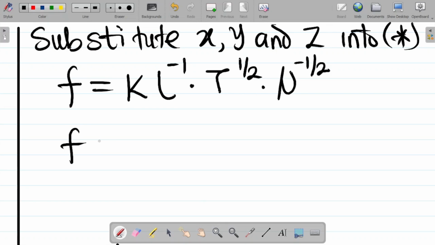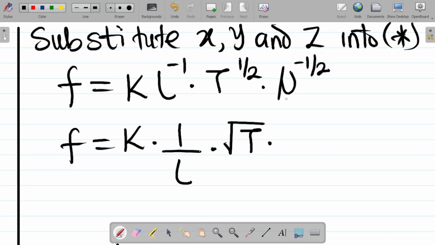We'll have that f is equal to k. Now, when you have L to power minus 1, that's equal to 1 all over L. When you have t to power 1 over 2, when something is raised to power 1 over 2, it means the square root of that thing. So it becomes the square root of t. For mu, observe that mu has a negative. So having this negative means you have to take inverse. So it becomes 1 all over mu. Now this inverse removes the negative, but I'm still left with 1 over 2. So 1 all over mu to power 1 over 2, that becomes the square root of mass per unit length mu.